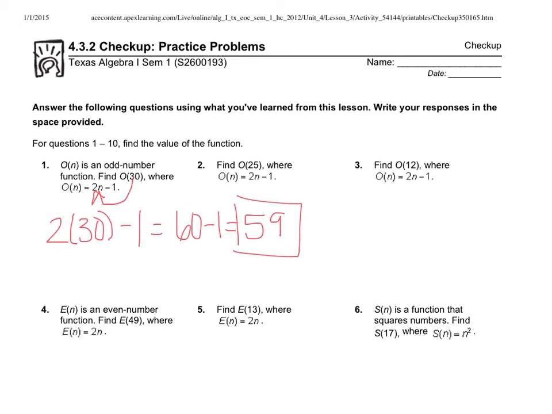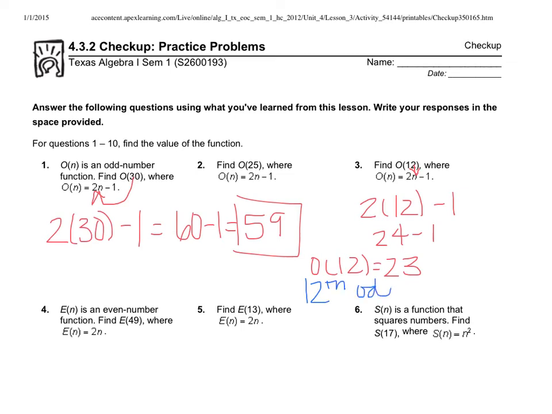For 3, they want you to find O of 12, so you're going to plug 12 in for n. So we're going to do 2 times 12 minus 1. 2 times 12 is 24 minus 1, which is 23. So we could say that O of 12 equals 23. And remember, this is the odd number function, so we could also say the 12th odd number is 23.